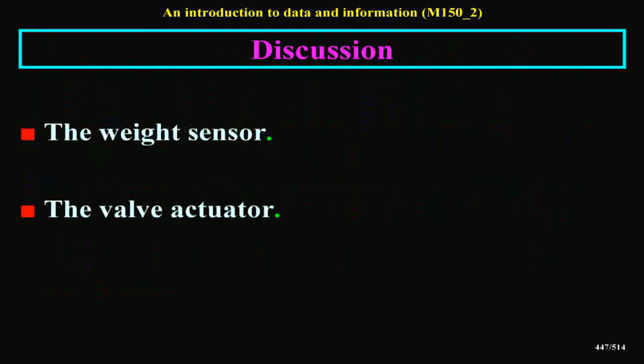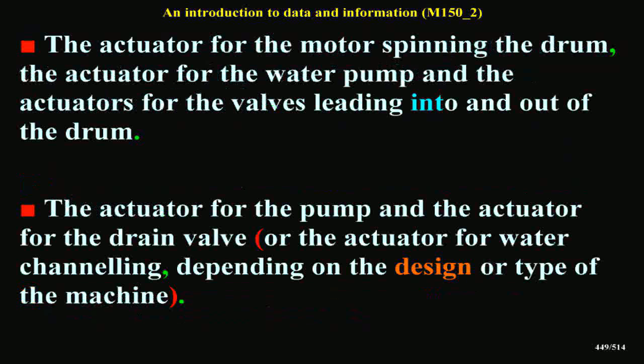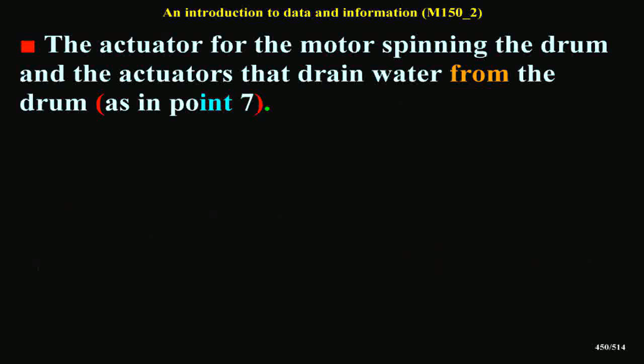Discussion. The weight sensor. The valve actuator. The actuators for the water pump and for the valves channeling water in different ways through the machine. The actuator for the door lock and the water level sensor. The water temperature sensor, and the actuator for the heating coil. The actuator for the motor spinning the drum. The actuator for the water pump and the actuators for the valves leading into and out of the drum. The actuator for the pump and the actuator for the drain valve or the actuator for water channeling, depending on the design or type of the machine. The actuator for the motor spinning the drum and the actuators that drain water from the drum as in step 7.